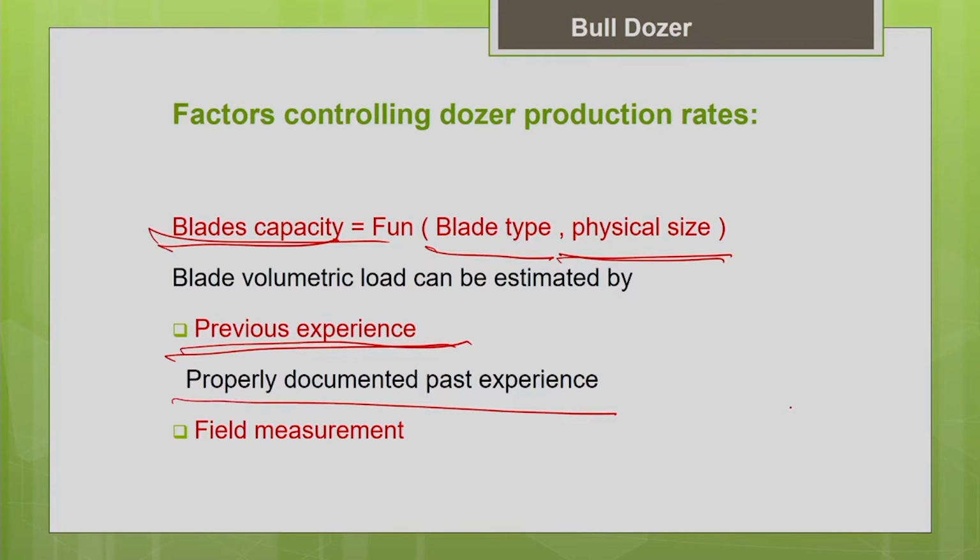Or you yourself can do the field measurement at your project site. Do the dozing operation, obtain a heap of earth in front of the blade. Now you find what is the length of the pile along the length of the blade. Then perpendicular to the blade, what is the width and what is the height of the pile. Based upon the dimensions of the pile of material, you can find the blade capacity.